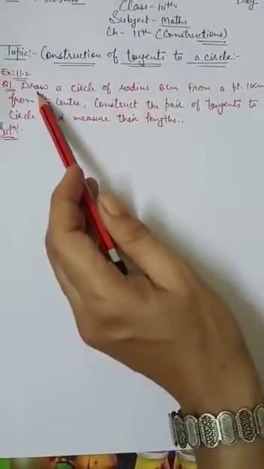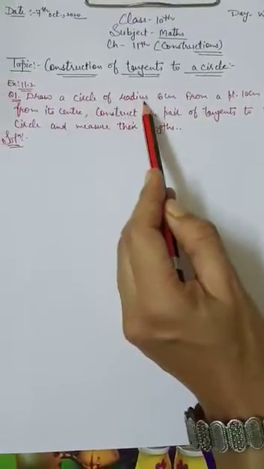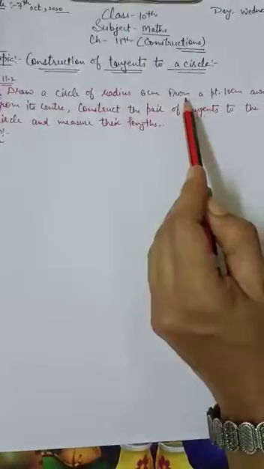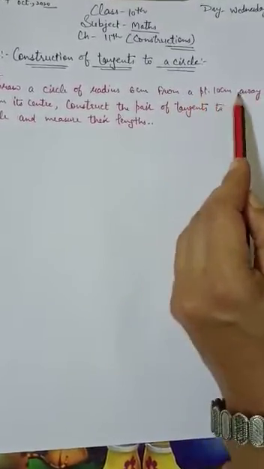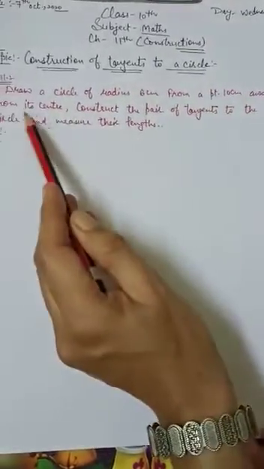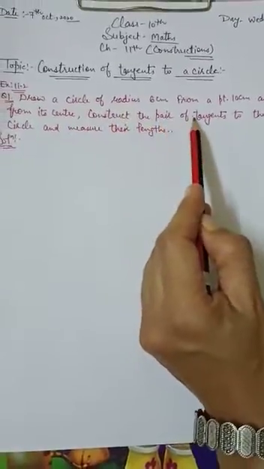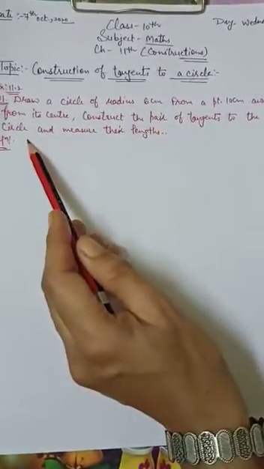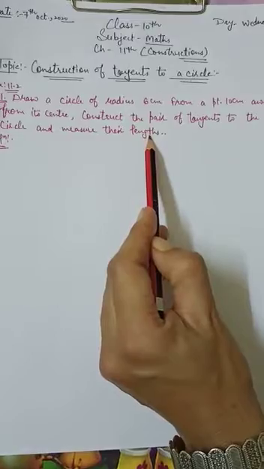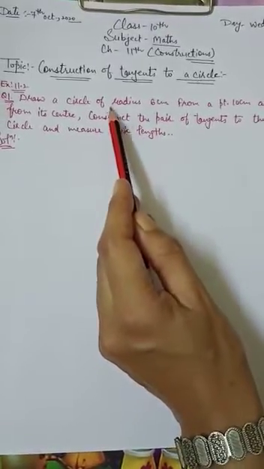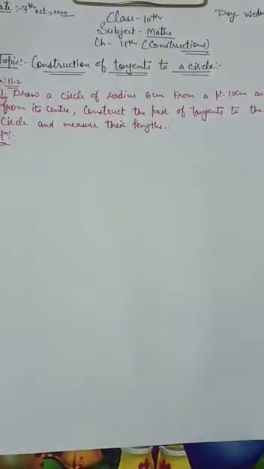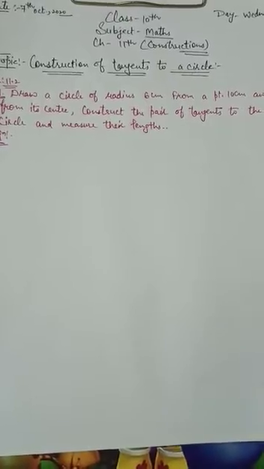The first question is: draw a circle of radius 6 centimeters, and from a point 10 centimeters away from its center, construct the pair of tangents to the given circle, and then measure their lengths also. So first, we have to draw a circle with radius 6 centimeters. Let us start it here.